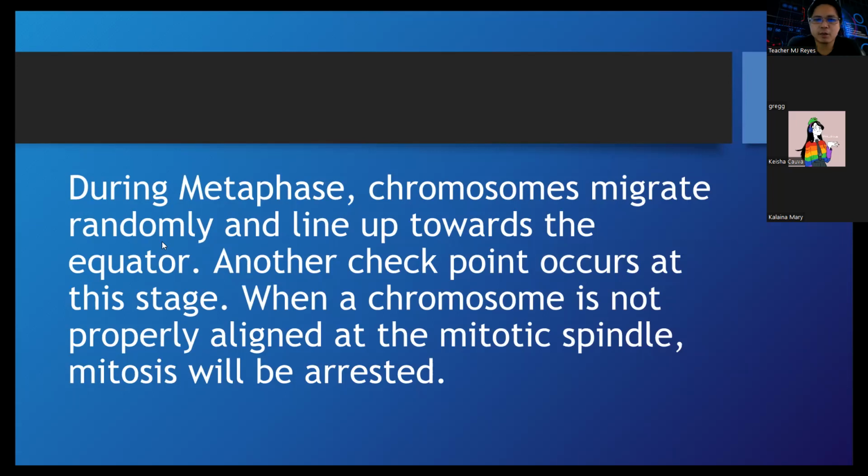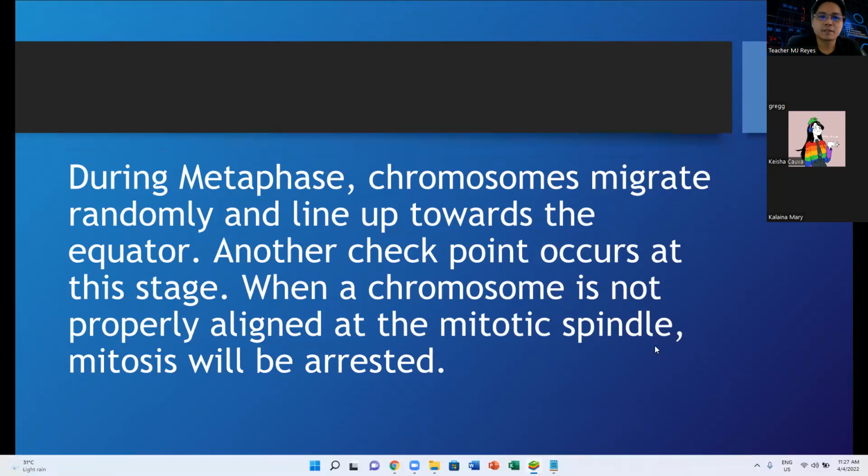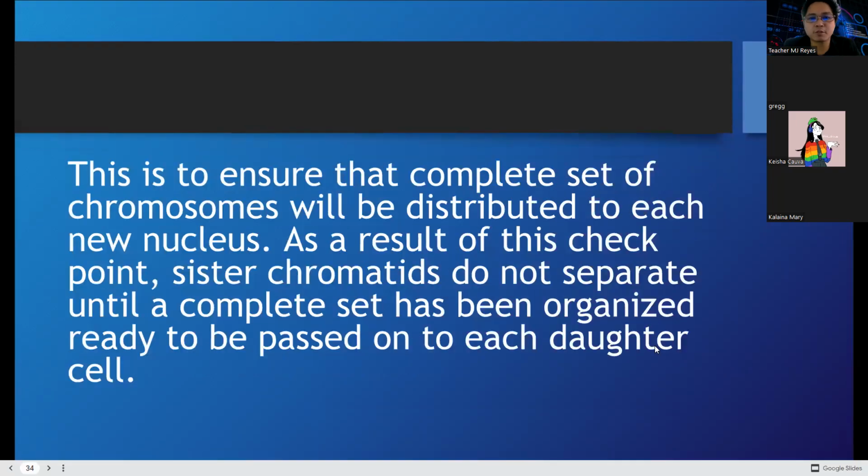Okay, another checkpoint occurs at this stage. When the chromosomes are not properly aligned at the mitotic spindle, mitosis will be arrested, meaning stopped. This is to ensure that a complete set of chromosomes will be distributed to each new nucleus. As a result of this checkpoint, sister chromatids do not separate until the complete set has been organized and is ready to be passed on to each daughter cell.